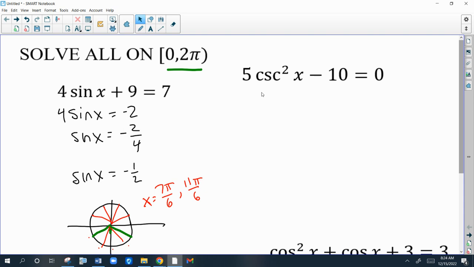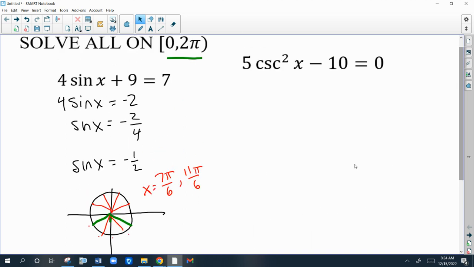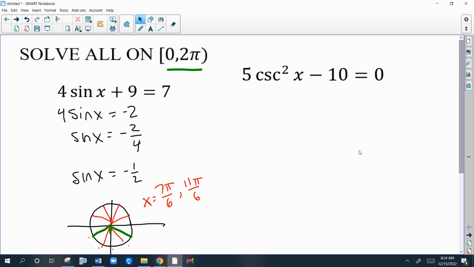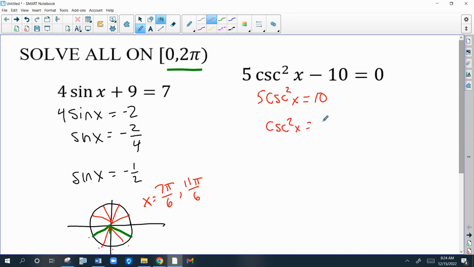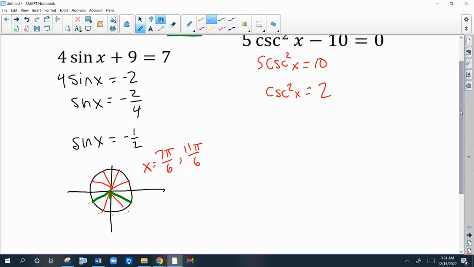The next one we're going to do is this one, 5 cosecant squared x minus 10 equals 0. It's a little bit more complicated, but if you're good with your algebra skills, it's as simple as a quadratic equation because this is a square. So we're going to get cosecant by itself. You add 10 and divide by 5. Dividing by 5, you get 2. Now it's cosecant squared. So just like if it were x squared, you would square root both sides. So we're going to square root both sides.